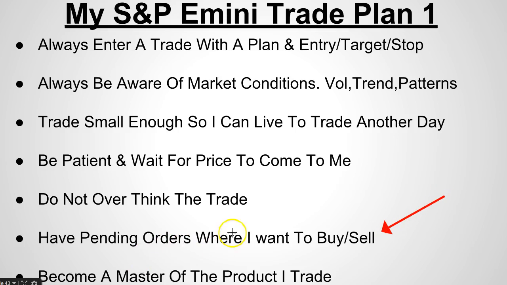Have pending orders where I want to buy and sell. That comes back down to the trade plan. If I have a trade plan, I know exactly where I want to buy, sell, or short, and where my target and stop losses are. That's exactly having my plan, and I'll put the orders in there and wait for price to come to me.